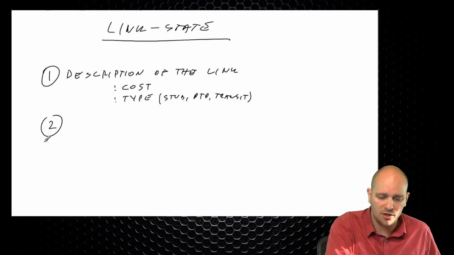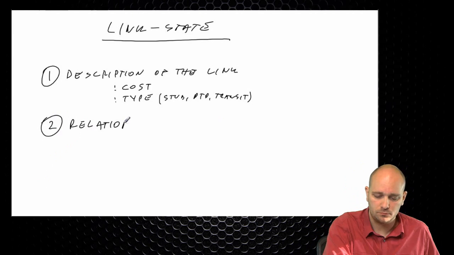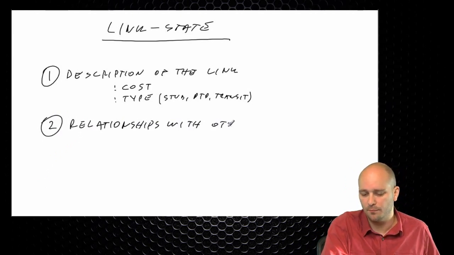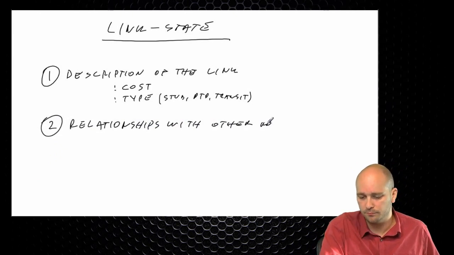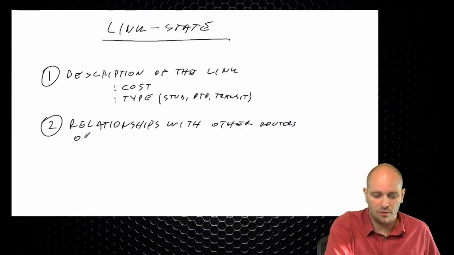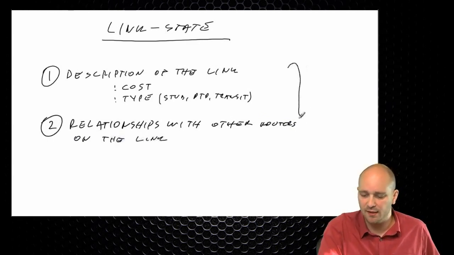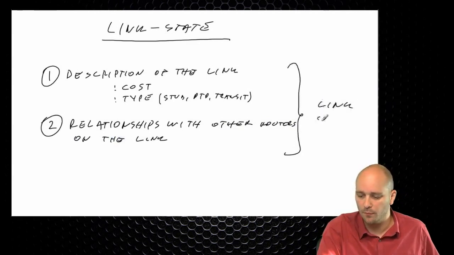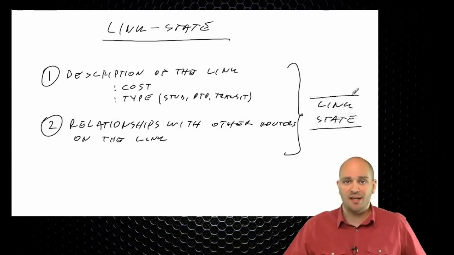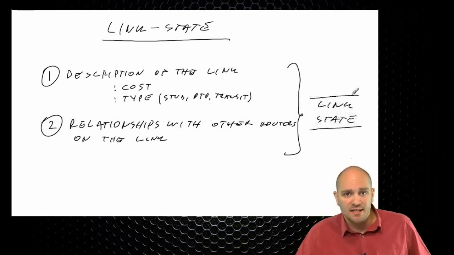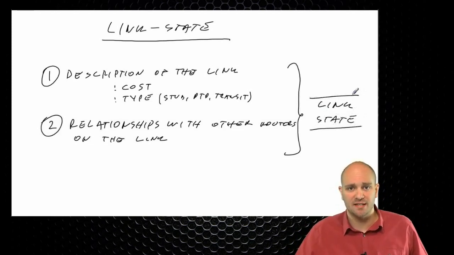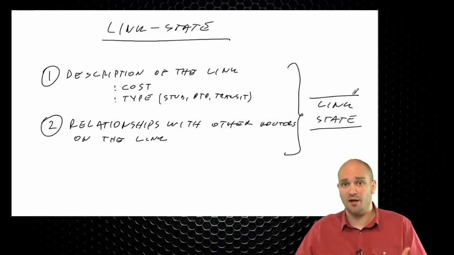And also another thing that link state actually is, relationships with other routers on the link. So when we say the link state, this is what we mean. This is the information that OSPF routers will have in their databases about every single link, every single interface in the network, in their area.